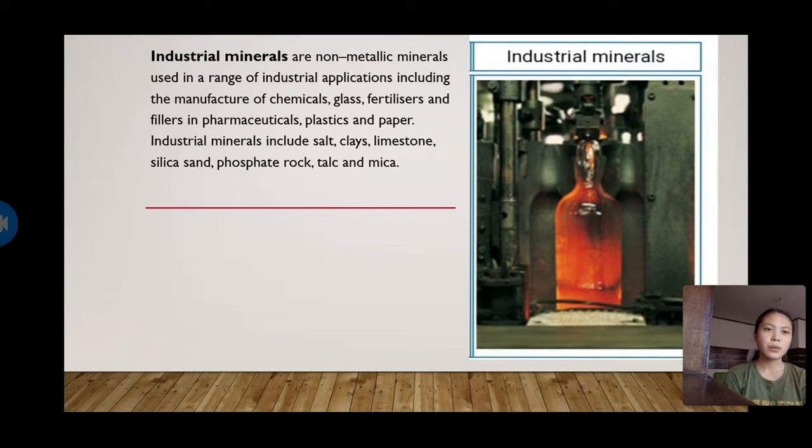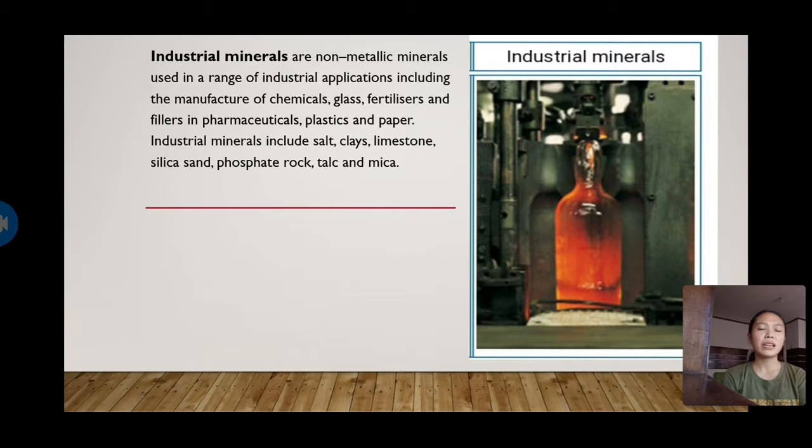So let's go to industrial minerals. Industrial minerals are non-metallic minerals used in a range of industrial applications, including the manufacture of chemicals, glass, fertilizers, and fillers in pharmaceuticals, plastics, and paper. Industrial minerals include salt, clays, limestone, silica, phosphate rock, talc, and mica.